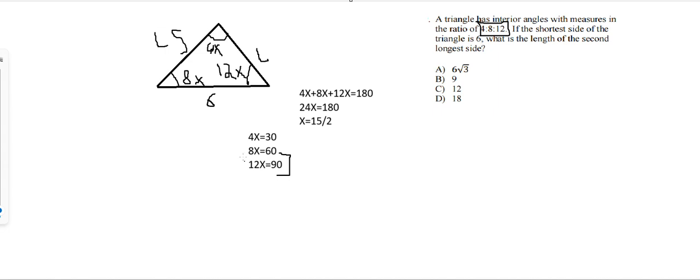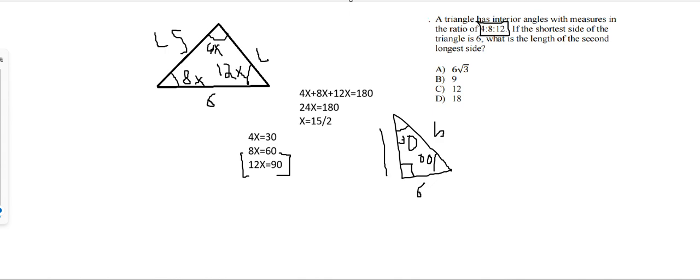Which means this is a right angle triangle. Now let us say this is our new modified version of the triangle. This is 90 degrees, which is 12x, and this is the longest side, which is the hypotenuse. This is the shortest side, and this is 4x, which is 30 degrees, and this is 60 degrees respectively. So this is 6 according to the question, and this is the side that we have to find.